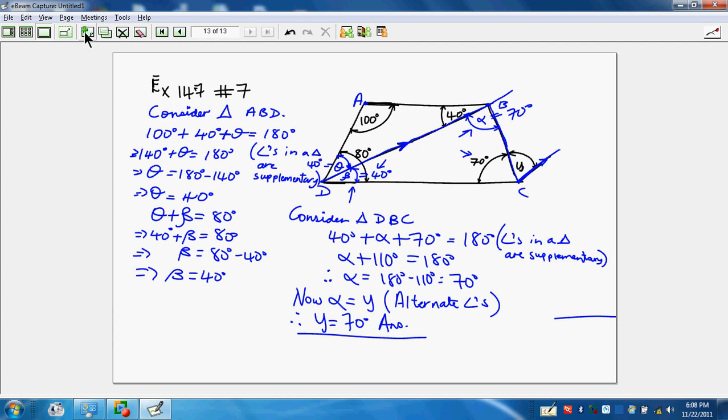Okay, so somebody check and see if that's correct. Make sure I didn't make any errors anyway. Okay, so that's correct.